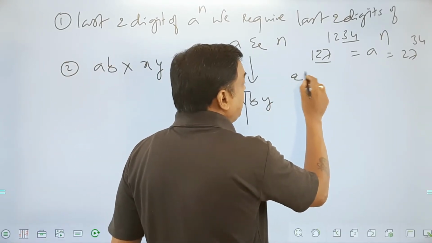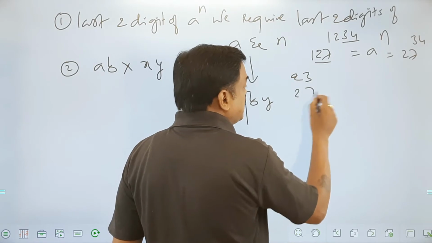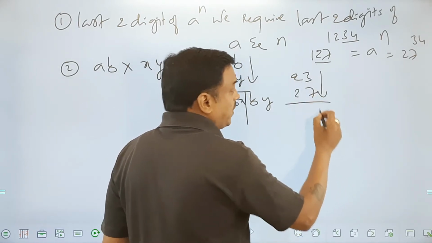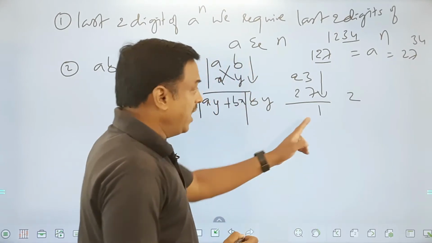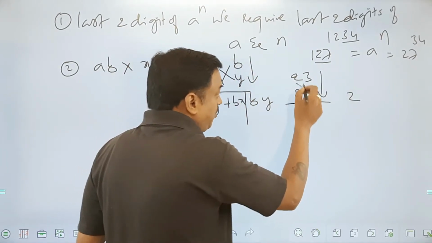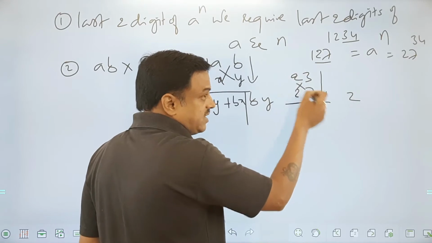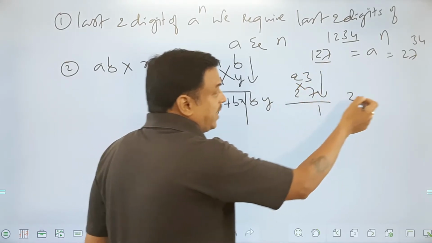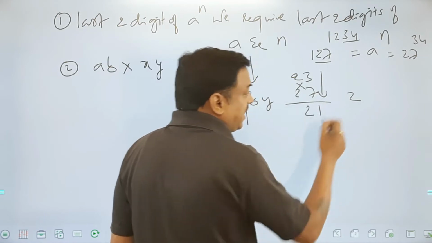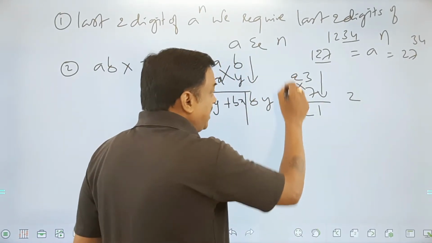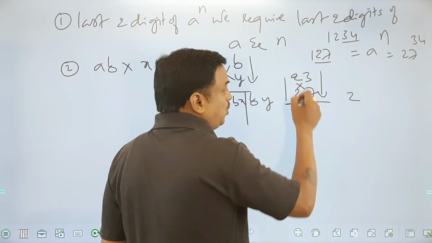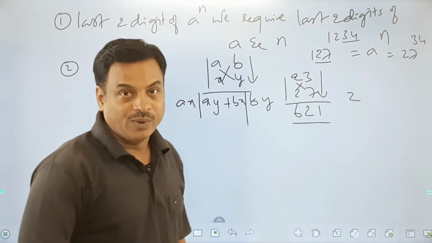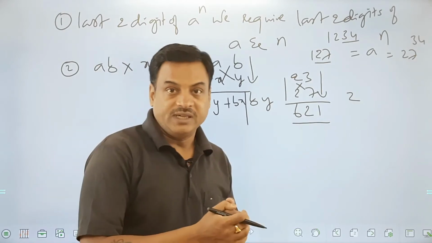Suppose I wish to multiply 23 into 27. I'll multiply the last column first: 3 into 7 is 21, so 1 and 2 carry. Cross multiply: 2 sevens are 14, 3 into 2 is 6, so 14 plus 6 is 20, 20 plus 2 is 22. I write 2 and 2 again carries. Finally I multiply 2 into 2, which is 4, 4 plus 2 is 6. So the answer is 621. Now why I'm recommending this method is also important.